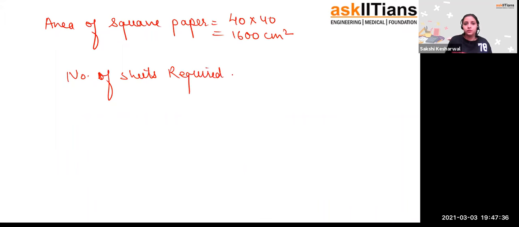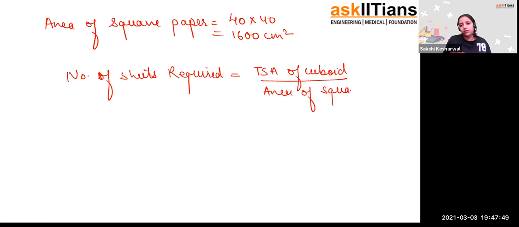So the number of sheets required will be equal to how much? That is TSA of cuboid divided by what? Area of square paper. Yes or no? Square paper, right? So which is equal to what? 2 into what? 5600. See, I'm not multiplying.